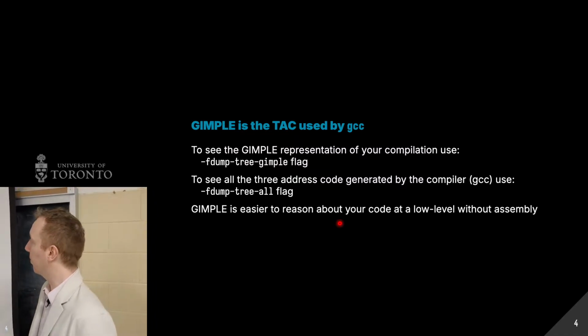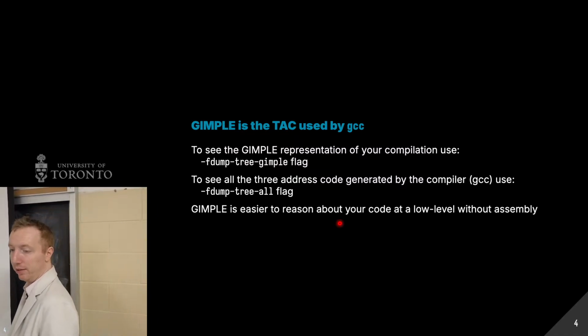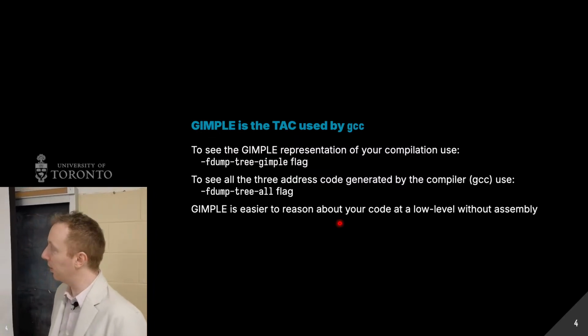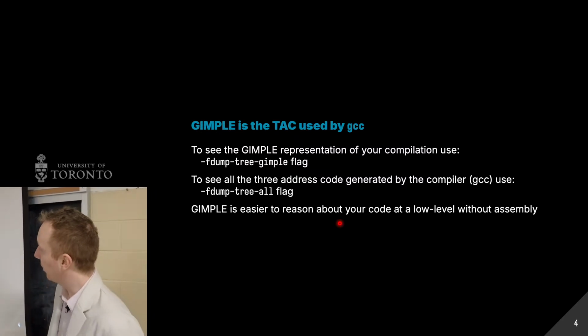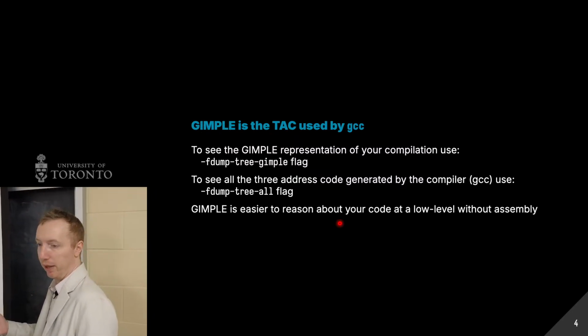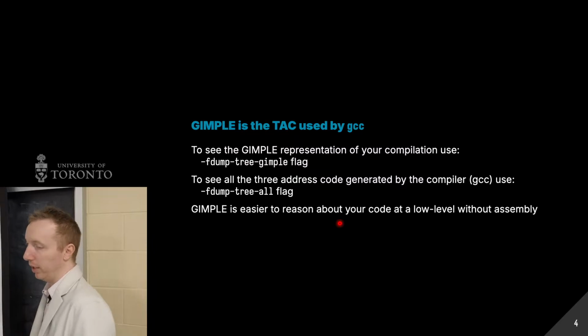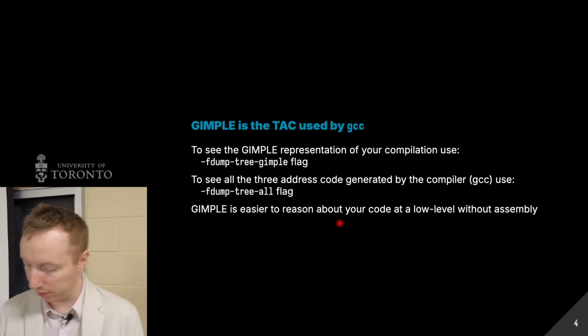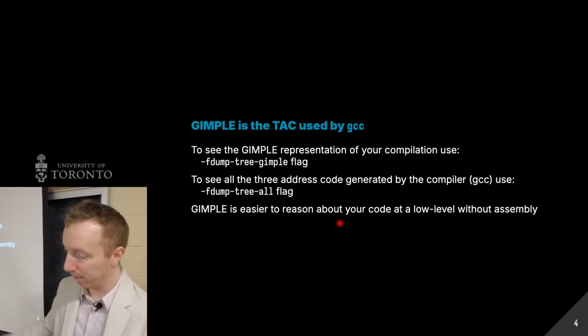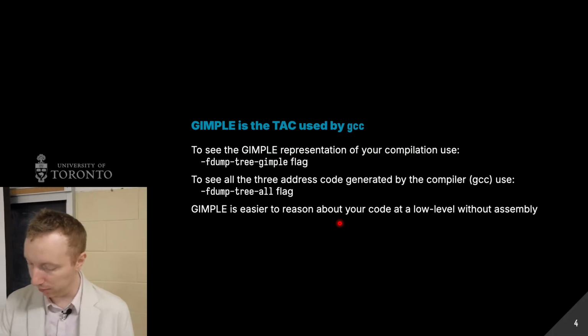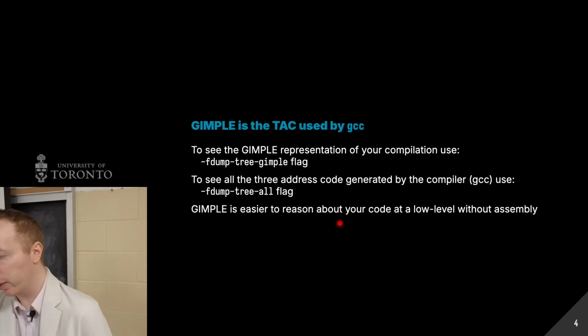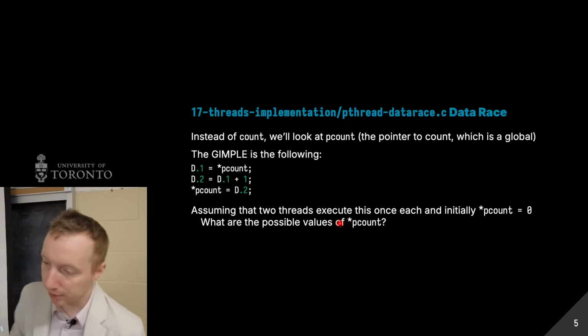And to see all the 3-address code generated by GCC, you can use -fdump-tree-all and see all of the GIMPLE. So again, it's easier to reason about your code than at the low level, than just trying to reason about the assembly, and it's more general too. We're just going to look at this briefly. You might care about this more once you get into programming for performance, or again, a compiler course.